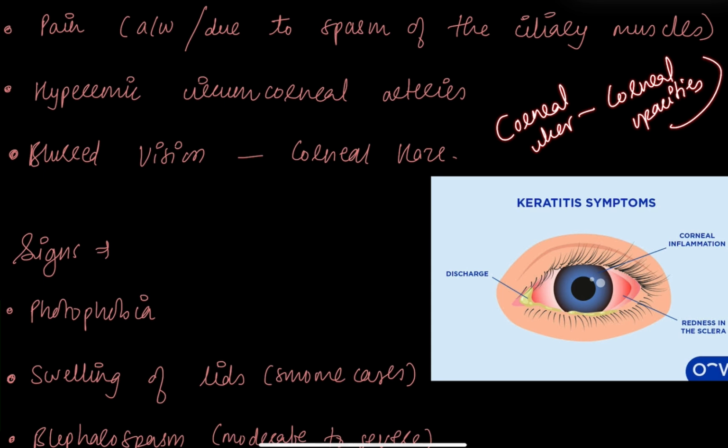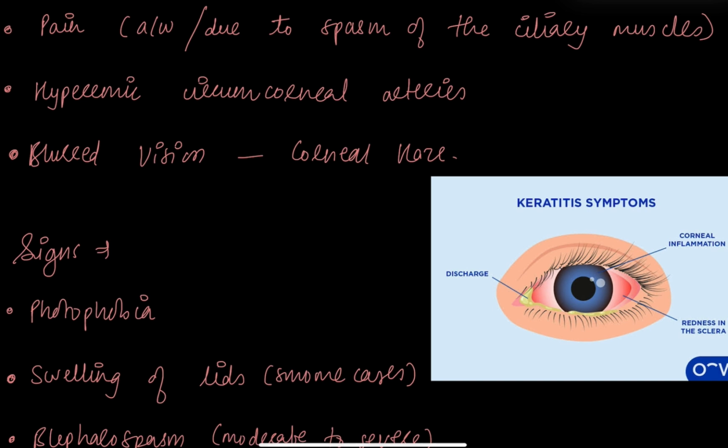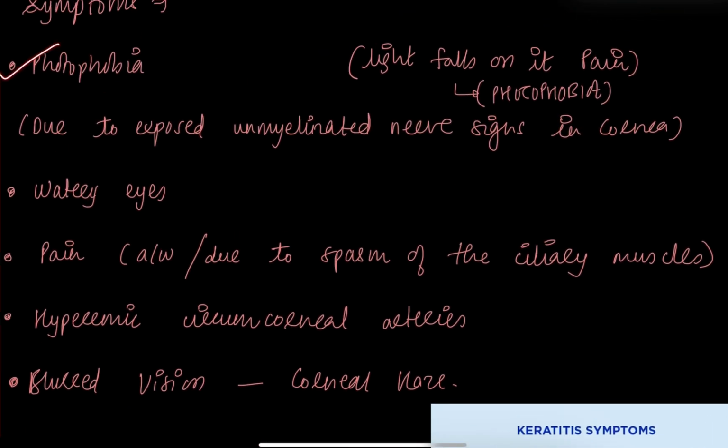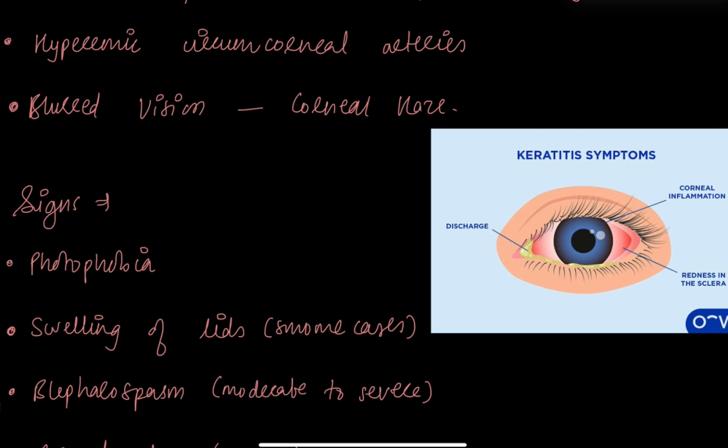Okay, and the progression and pathogenesis of it are covered in different lectures. I'm not going to discuss it, it's very lengthy. So the 5 symptoms are photophobia, watery eyes, pain, hyperemic corneal arteries, and blurred vision, which causes corneal haze.